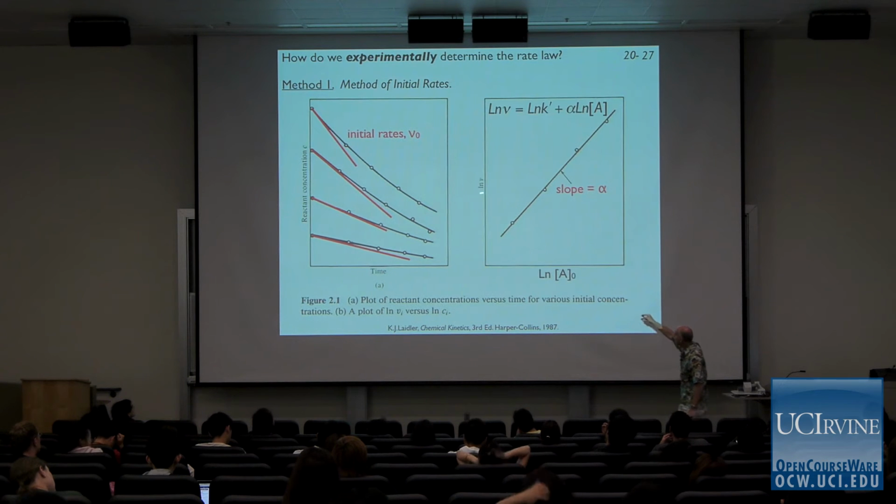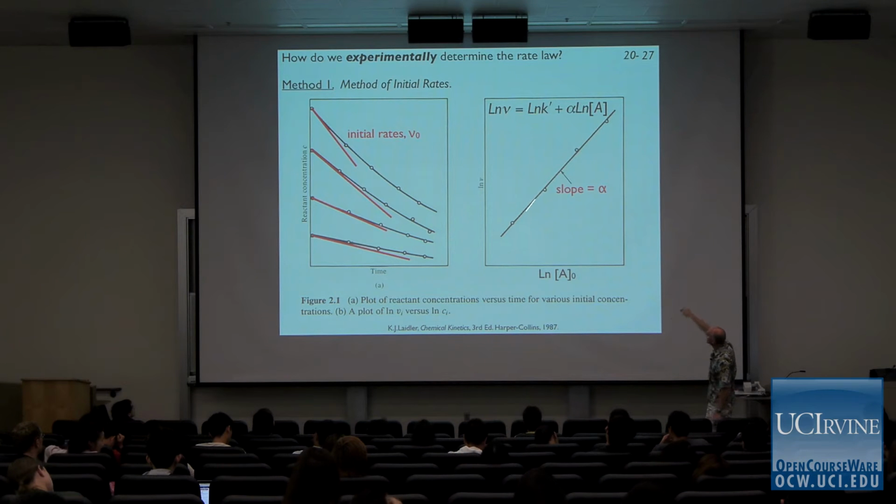And then we're going to plot that, log of the rate versus log of A0. We should get a straight line. And the slope of the straight line is alpha. It's beautifully simple. It can't fail. It works. I hesitate to say it works every time.